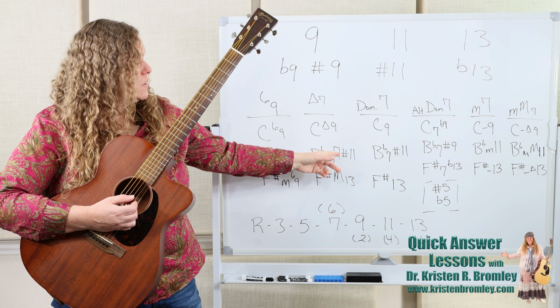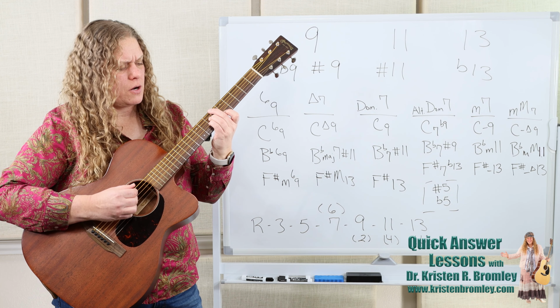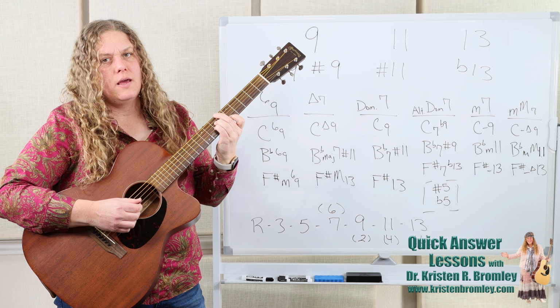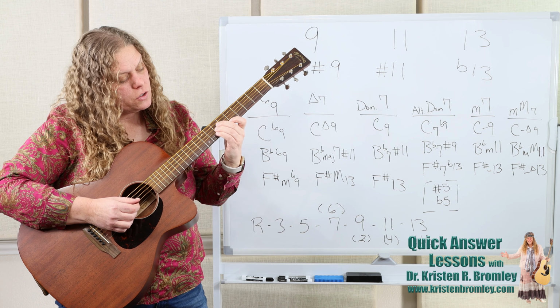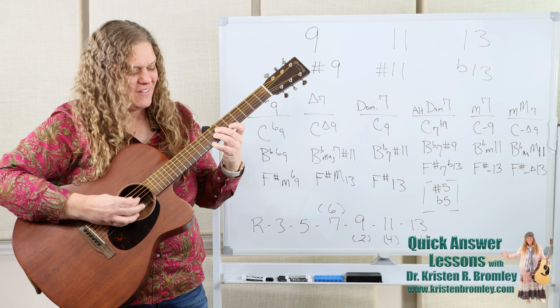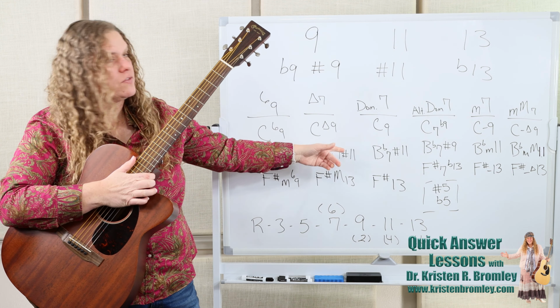So we can have a major 7th with the sharp 11. This B flat major 7 sharp 11 sounds like this. In this particular one, I don't have a 9th on there, but you could, if you had the fingers for it, throw a 9th on there. But we can have the major 7 sharp 11.